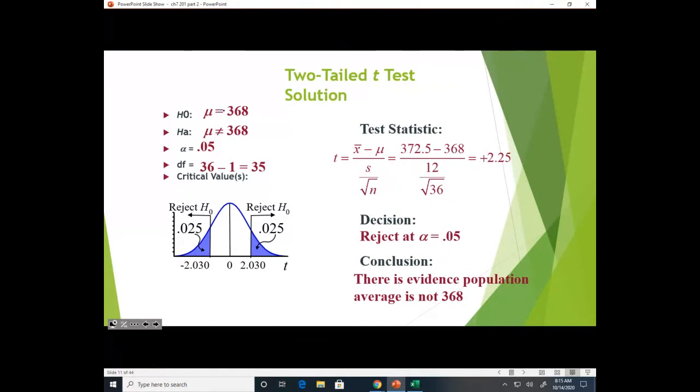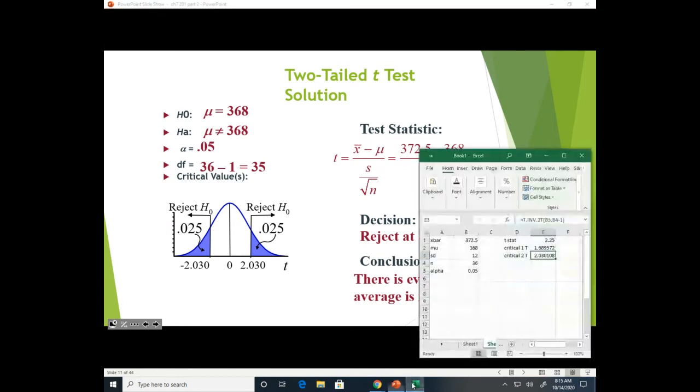Our null hypothesis, mu equals 368. Our alternative hypothesis, mu does not equal 368. An alpha of 0.05 level of significance. Degrees of freedom are n minus 1, so 36 minus 1 is 35. We calculated our critical value from the t distribution. It's plus or minus 2.03 is what we got.